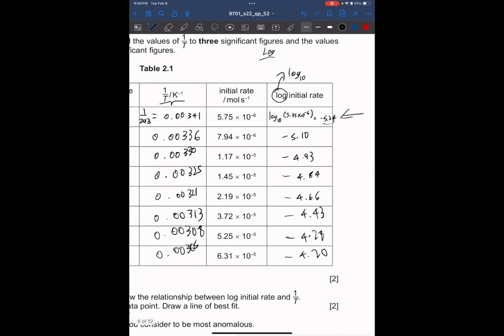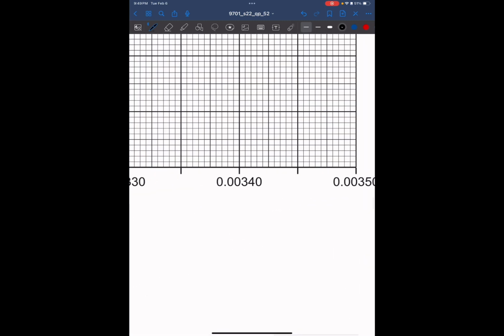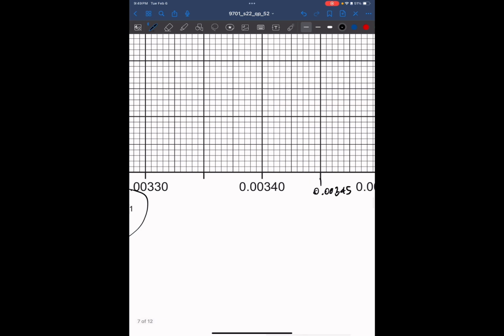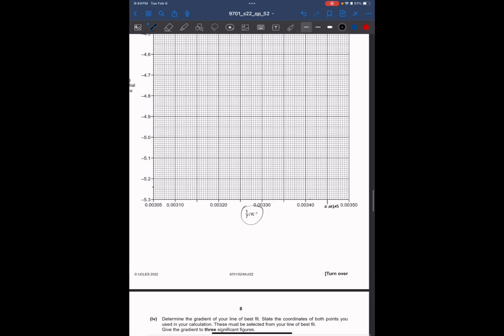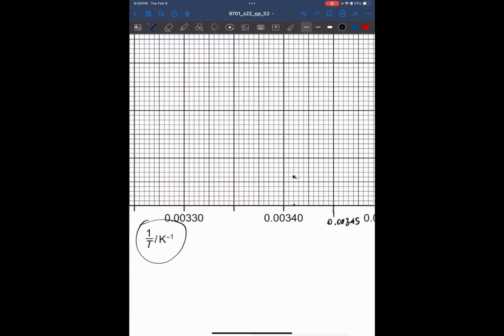And we're going to find 0.00341, which is this 0.00345. So 341 must be this point. So I'm just gonna plot that over here. Again, I want to be very thin with these crosses.